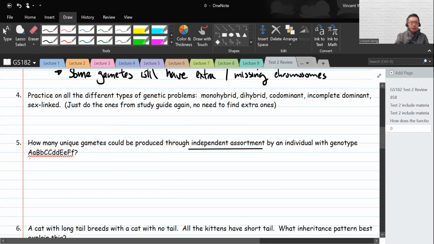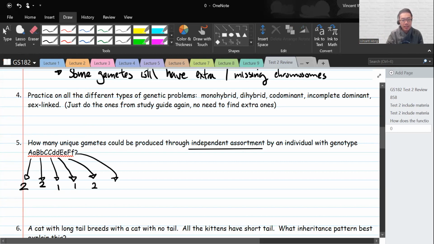So let's take a look here, because we have 2 choices for A, right? So we're going to put in number 2. You can get big A or small a. You have 2 choices for B, 1 choice for C only. It's only big C available, right? There's no other allele. Small d or small d, that's 1 choice. Big E or small e, that's 2 choices. And big F, small f, also 2 choices. So we multiply all these together. The answer is 16.